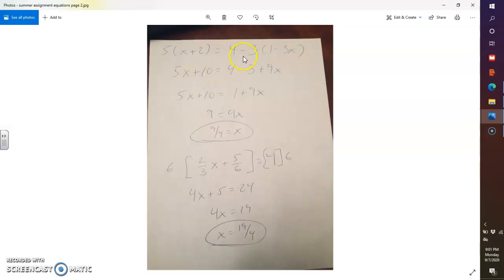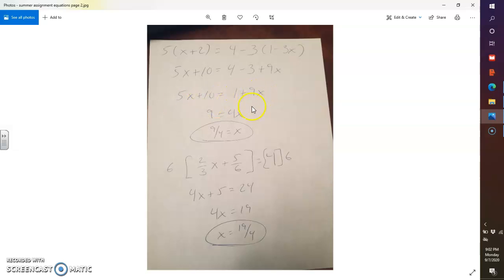5x plus 10 equals 4, and we distribute that negative 3: negative 3 plus 9x. I combine my like terms first on this side. No like terms to combine on this side, so you just write it down again, 5x plus 10. The 4 minus 3 becomes 1 plus 9x.